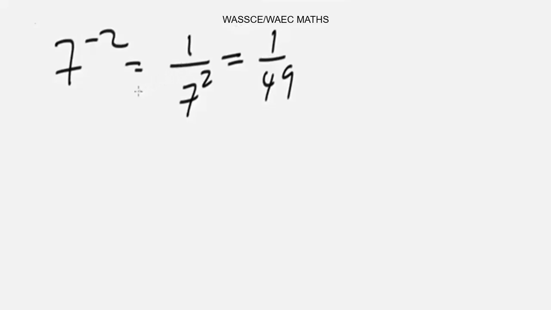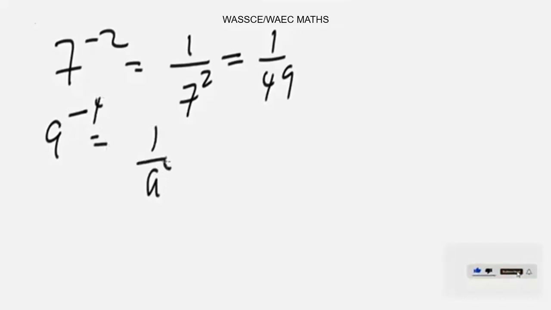Another example, let's say you are given something like, yes, use alphabet now, 8 to the power negative 4. 8 to the power negative 4 is the same as 1 over 8 to the power 4. So that's basically what it is trying to explain. Let's look at another problem.